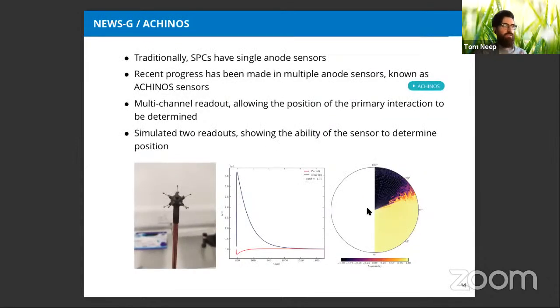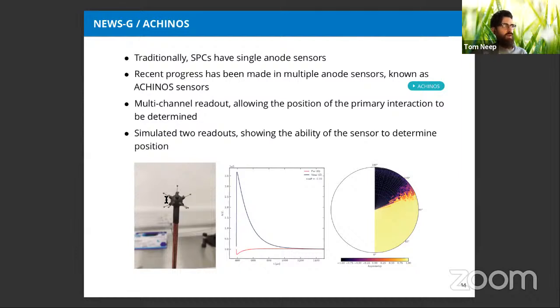The final use case I'll talk about is something that's being investigated by the NEWS-G collaboration, which is searching for dark matter. They've been looking at a new type of anode sensor. Traditionally, as I showed at the start, SPCs have single anode sensors, but recently progress has been made in using multiple anode sensors. These are called Akinos sensors. Akinos is the Greek word for sea urchin, and you can see from this picture down here why they've chosen that name. What this essentially allows you is to read out multiple channels from your event.